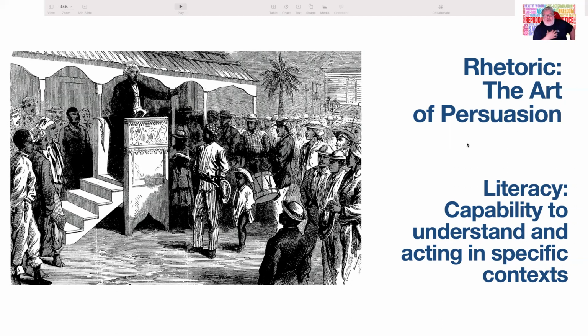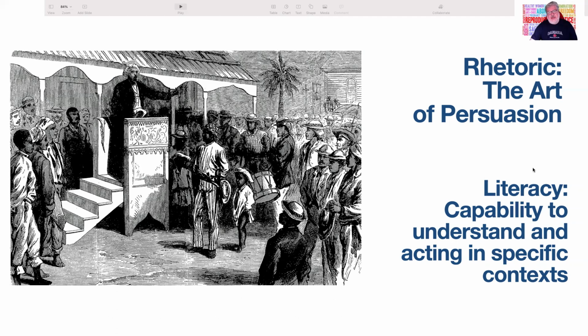Now, I'm a highly literate person. I have lots of capability, and I'm not bragging when I say that. It's just the nature of going to college and teaching, you build lots of literacy practices. I'm a highly literate person. I have lots of capability to understand and act in specific contexts. I don't always do it. Sometimes I just blow it off. Sometimes I say this is bullshit and I don't care. I have the capability. So that's literacy. It's having that capability.